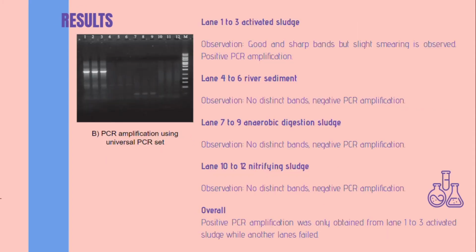Next, the result for PCR amplification by using the universal PCR primer set. At lane 1 to 3, we can see that the DNA band looks good and sharp but slightly smearing, so the PCR amplification result is positive. While for lane 4 to 12, no distinct DNA bands were produced. Thus, the PCR amplification result is negative. Overall, what we can conclude for the result is that positive PCR amplification was only obtained for lane 1 to 3, activated sludge, while the other lanes failed.